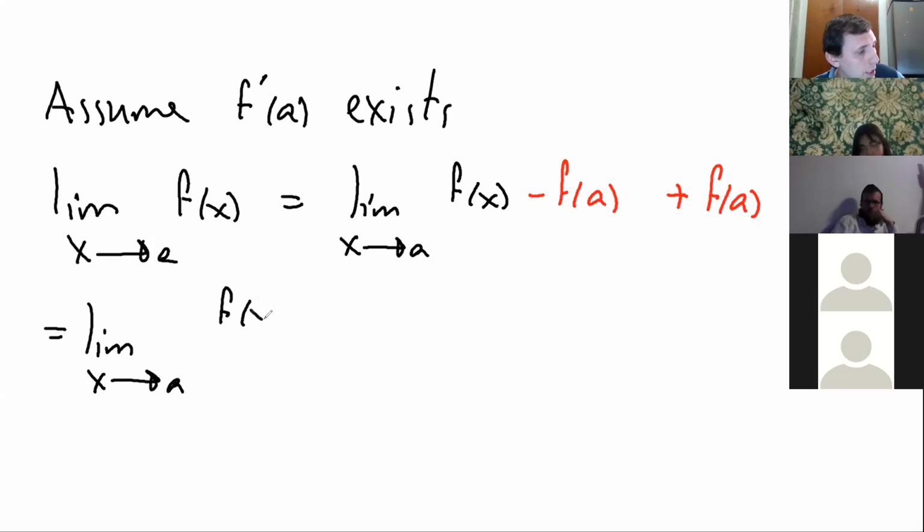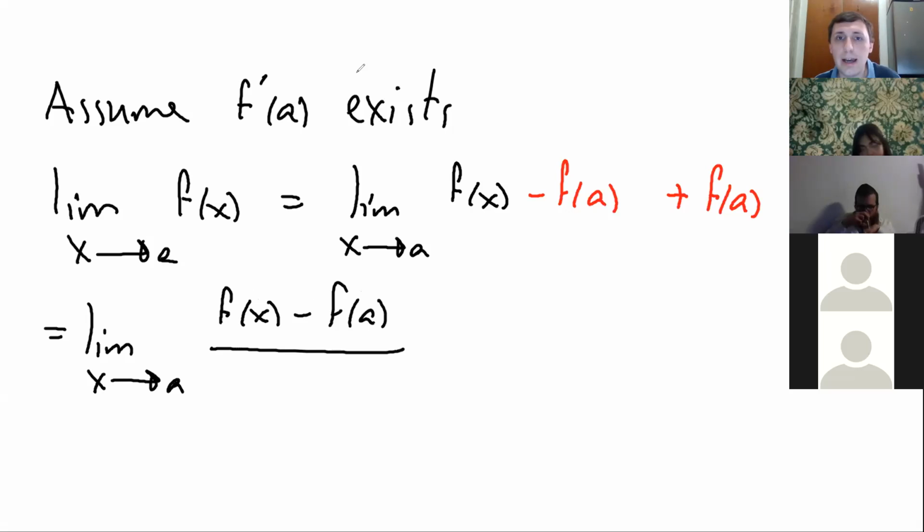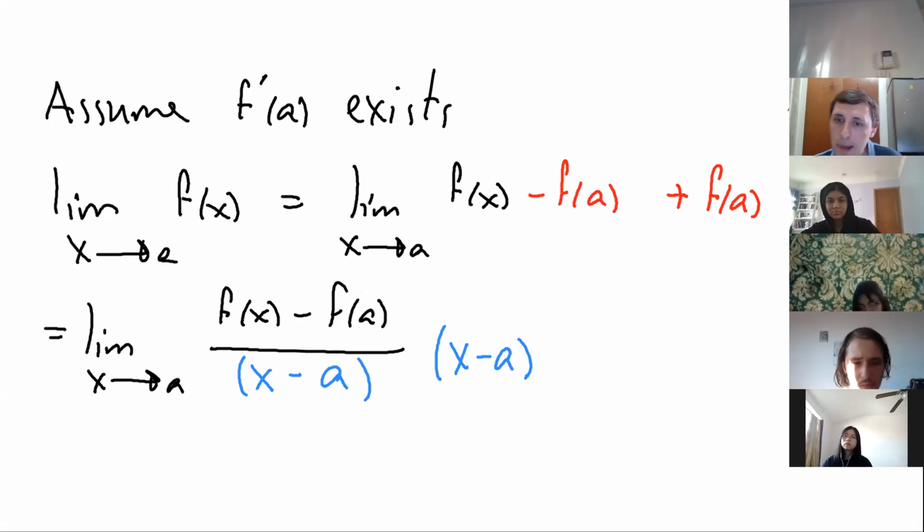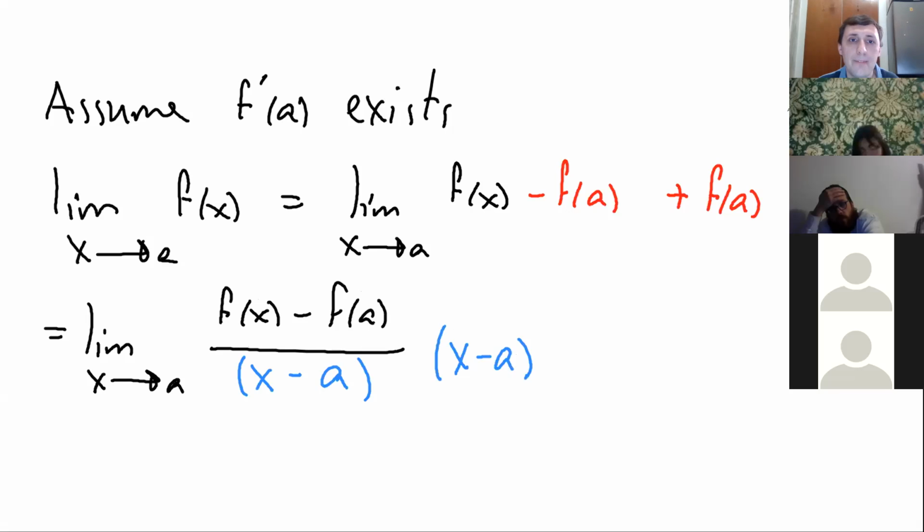So here I write f of x minus f of a. And here I want to divide. I'll write it in blue, x minus a. But if I divide by x minus a, I must multiply by x minus a, since I did not have it to begin with. I wanted to divide, but to balance the expression, I multiply by x minus a. And here we have plus f of a.